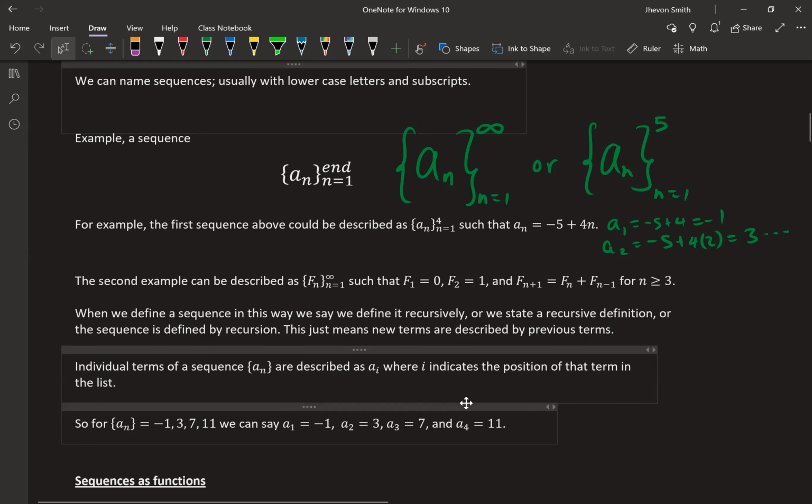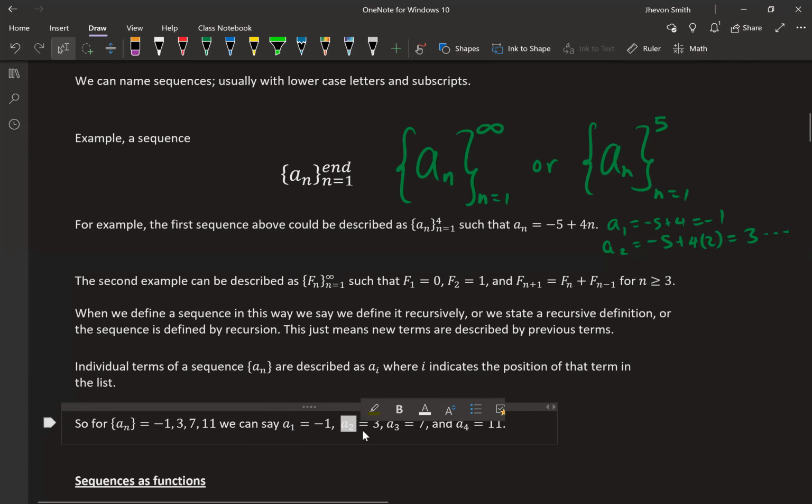It has a definite order for the guys in the list. As I mentioned earlier, the subscripts actually tell you about the position of the guy in the list. So a sub 1 tells you that it's -1, a sub 2 is 3, a sub 3 is 7, a sub 4 is 11. So the subscript actually tells you the guy in a certain position. So a sub 7 is just the 7th guy in the sequence.